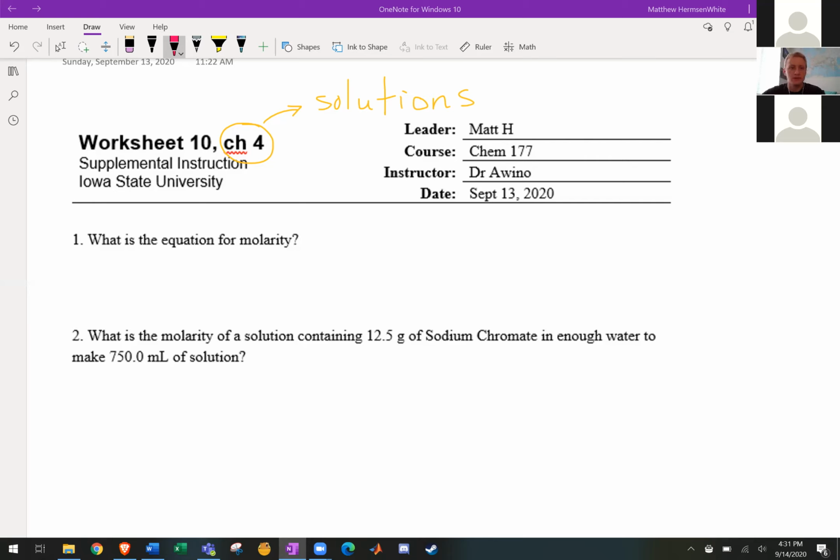Okay, so let's get started then. Number one, what is the equation for molarity? And more generally, what is molarity? Molarity is a measure of concentration of a solution.